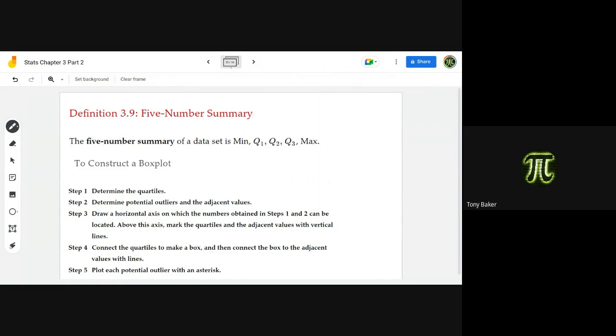Yes. How do you find the z-score? That's the formula. It's the number you're looking for, minus the mean, divided by the standard deviation. Yes.